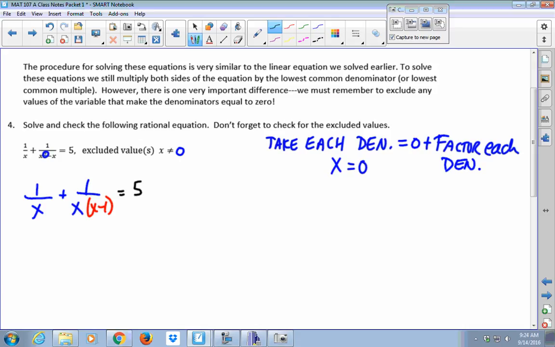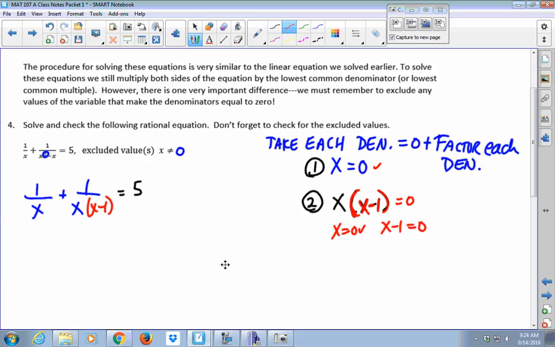So when I take the second denominator, here's my first denominator, and my second denominator is x times x minus 1. I set that equal to 0. My first factor that could make this 0 is x equals 0. Well, I've already got that up there. My next factor is x minus 1 equals 0. And when I solve that for x, what do I get? x equals 1. I add 1 to both sides, right? So the two excluded values here are 0 and 1.